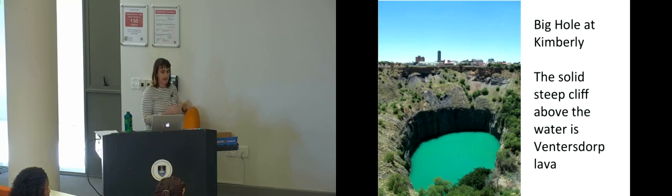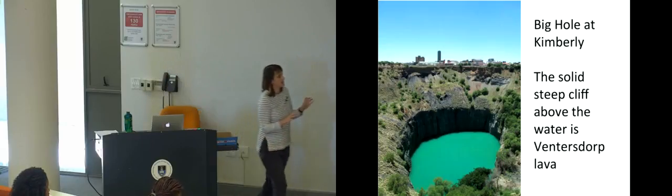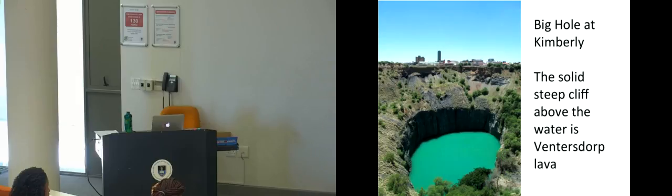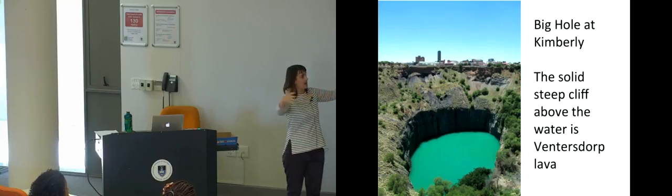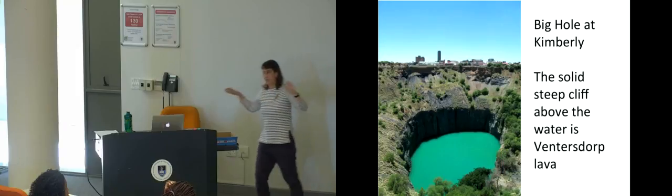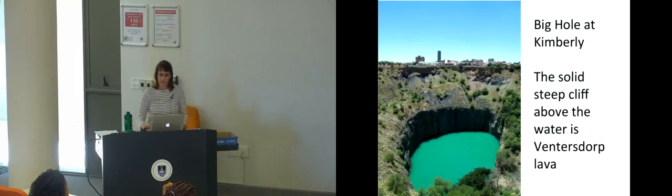And another place where we see the basaltic lavas at the surface is in Kimberley. So this is the big hole in Kimberley, which is a diamond mine, and we'll talk about it much later. But the solid steep cliff above the water, this part of the hole, what's exposed here are these Ventersdorp lavas. So that's just to give you an idea of the extent of the lavas. They covered the area from Johannesburg to Kimberley and even more. So it was an enormous volcanic event.